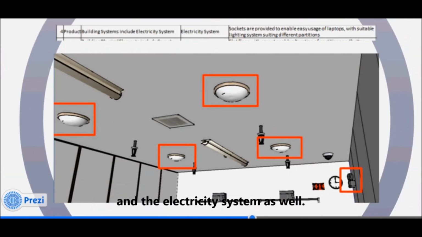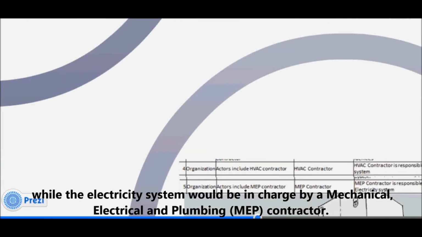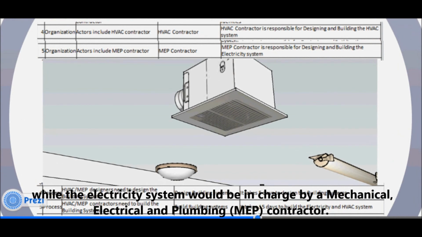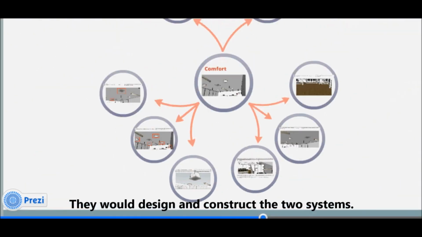And the electricity system as well. The HVAC system would be the responsibility of an HVAC contractor, while the electricity system would be in charge of a mechanical, electrical, and pumping contractor. They would design and construct the 2 systems.